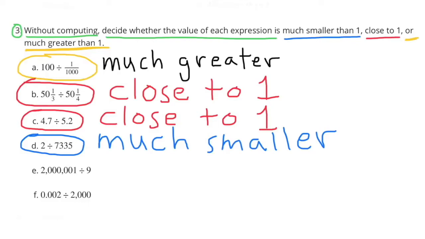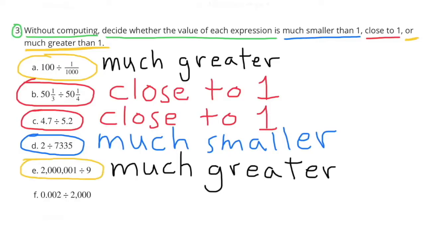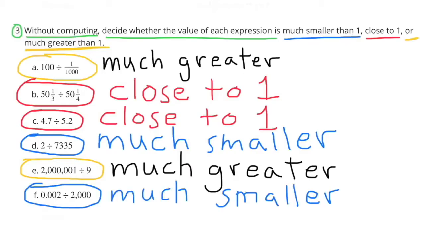D. Much smaller. This is true because its dividend is very small compared to its large divisor. E. Much greater, because its dividend is very large and its divisor is much smaller. F. Much smaller than 1 because its dividend is very small compared to its very large divisor.